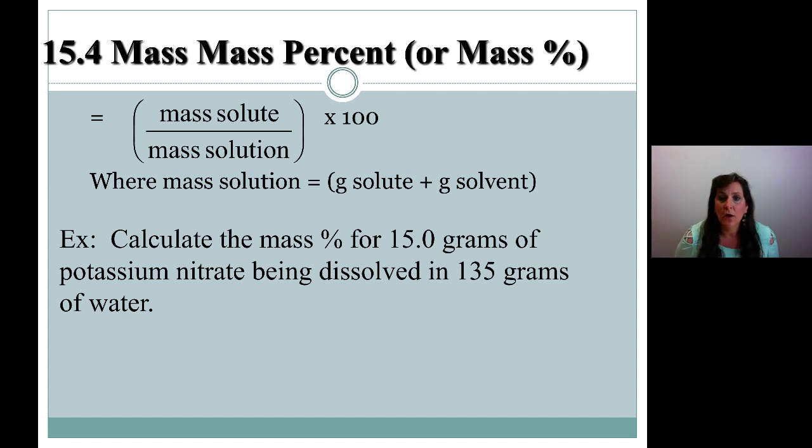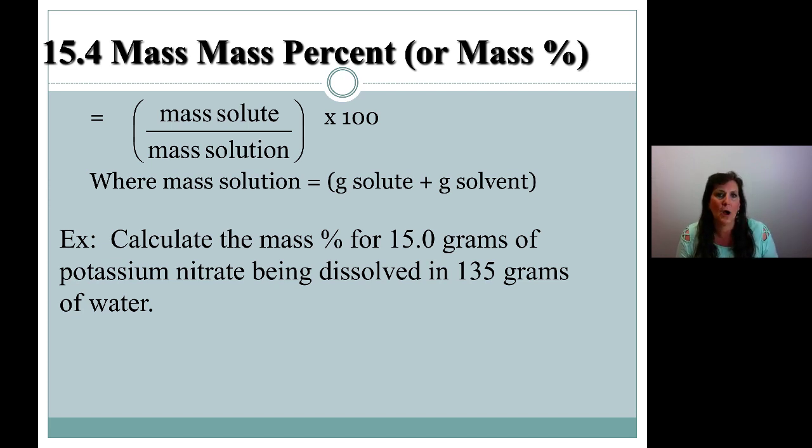Calculate the mass percent for 15.0 grams of potassium nitrate being dissolved in 135 grams of water. See how important chapter 8 is? Here it is again. I'm giving you the name of the chemical, not the formula. So we have 15.0 grams of potassium nitrate dissolved in 135 grams of water to make up the total solution. So solve that percent real quick. Hit pause. Really, hit pause. Give this one a try.